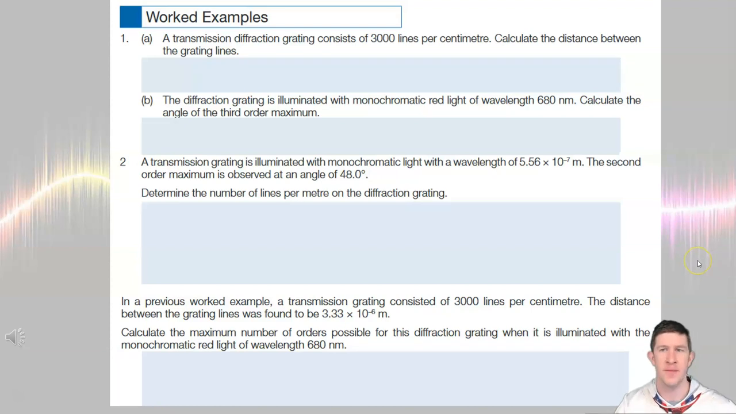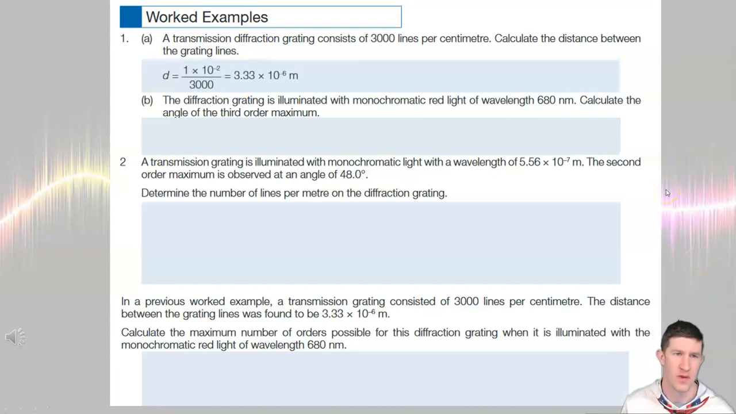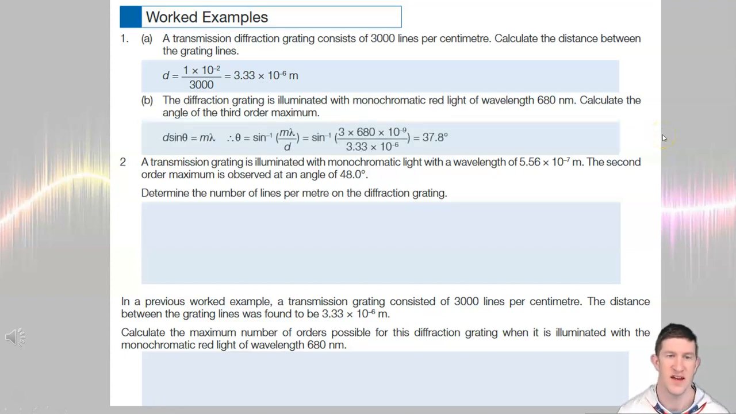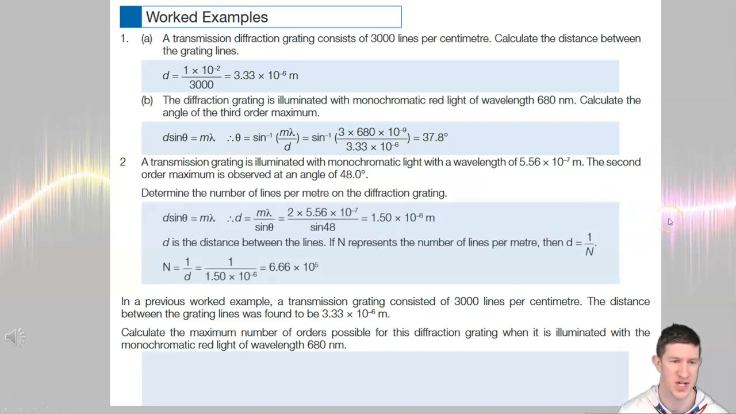Alright, let's see how we did. In the first one, we want to find d, so we take 1 times 10 to the minus 2, divide it by the number of slits, 3,000 slits per centimeter, centimeter to meter, and we get 3.33 times 10 to the minus 6 meters between the grating lines. Then for the next one, we use d sine theta equals m lambda. We're at third order maxima, so m is 3. We get 37.8 degrees.